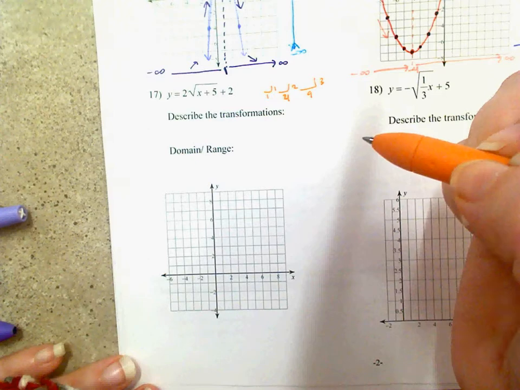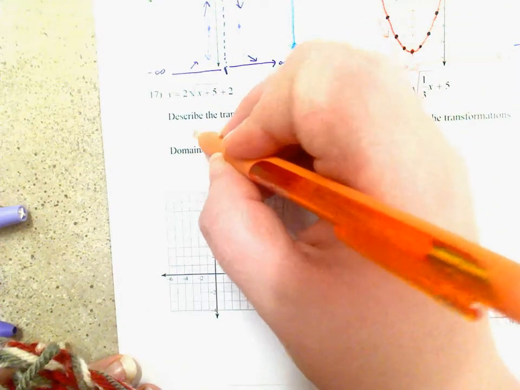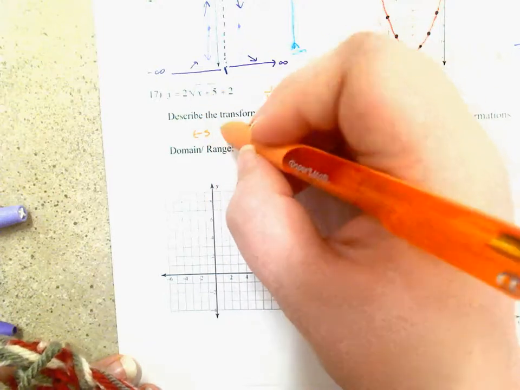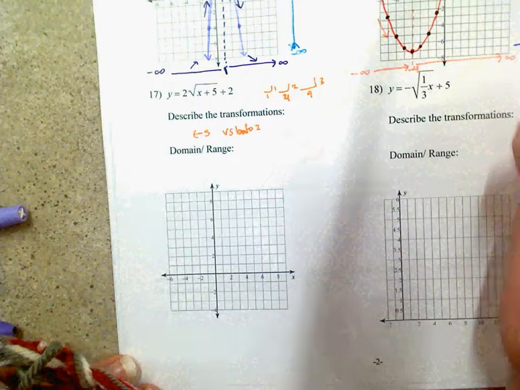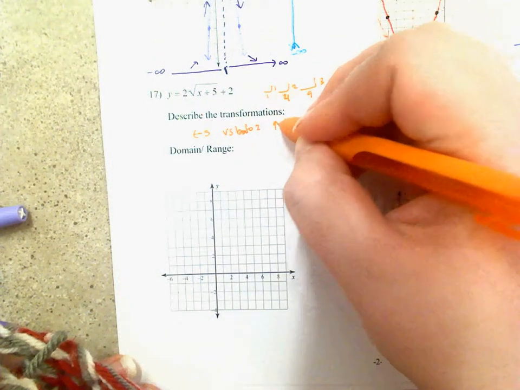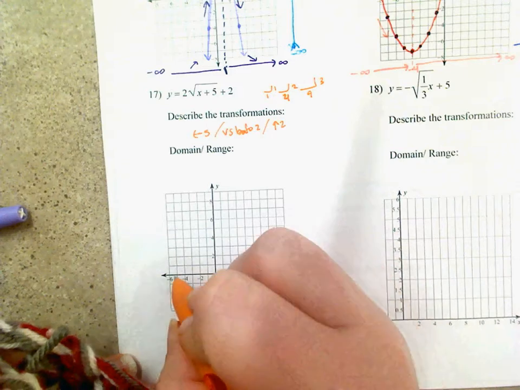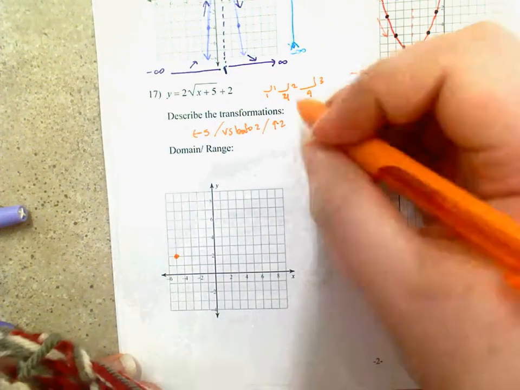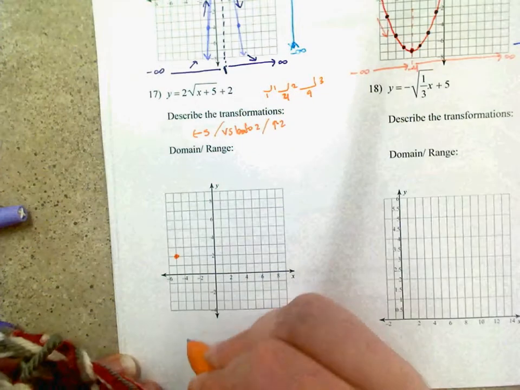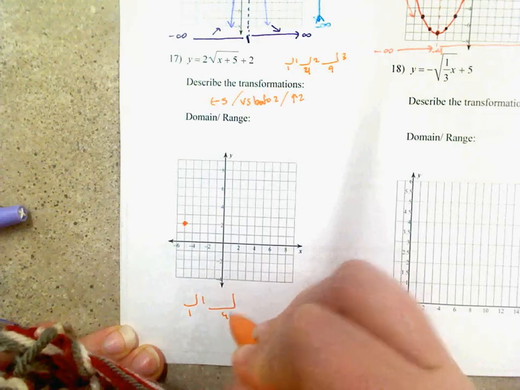Okay, anyway. This right here tells me to go to the left 5. The 2 is a vertical stretch by a factor of 2. And the plus 2 means go up 2. So I'm going to go left 5, up 2. And then I have a vertical stretch by a factor of 2, meaning my pattern is actually 1, 4, 2, 9, 3.